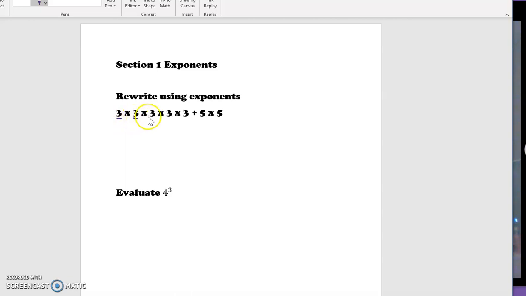So there's 1, 2, 3, 4, 5. So we will use 3 as the base because that's the number being multiplied. And there are 5 of them, so this is 3 to the 5th power.